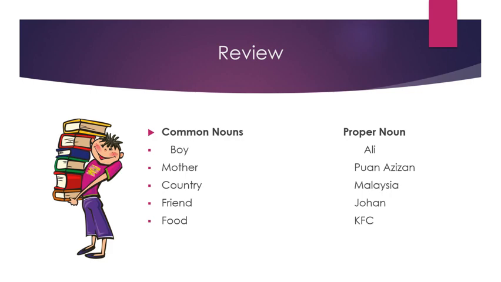Common noun, friend. Who's that friend? Johan is the friend. Another example, food. What is your favorite food? If we want to be more specific, then we go like, I like KFC, so therefore I'm going to put KFC here. So a proper noun is more specific.